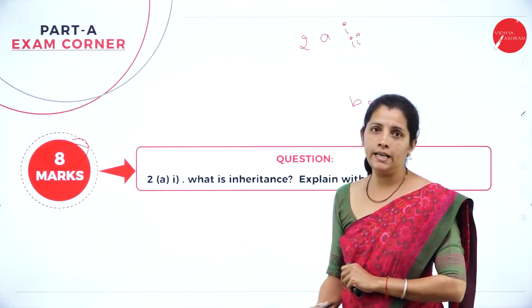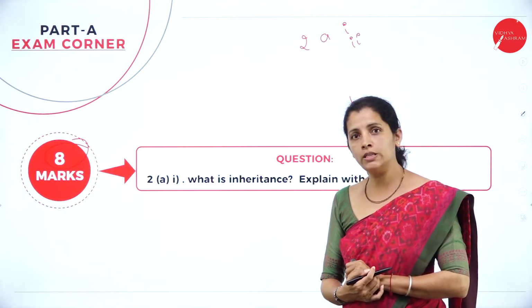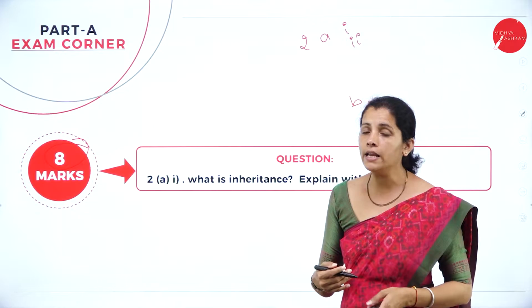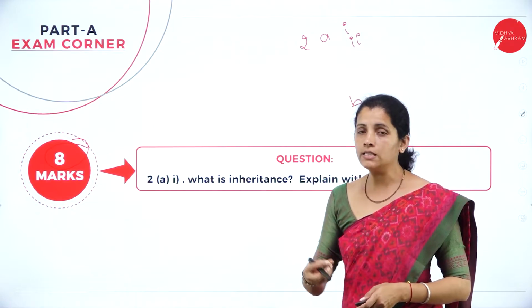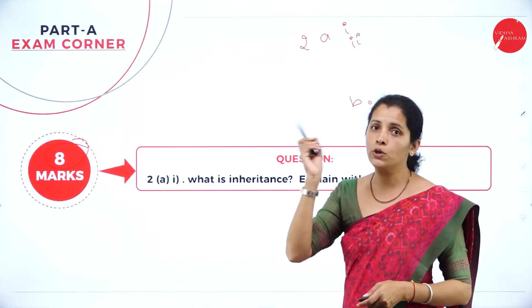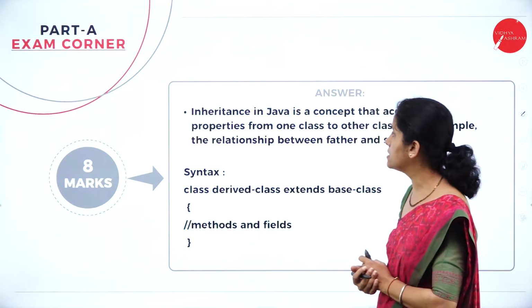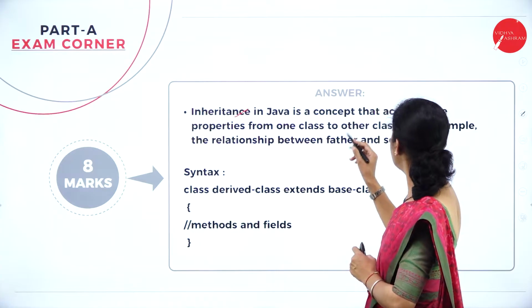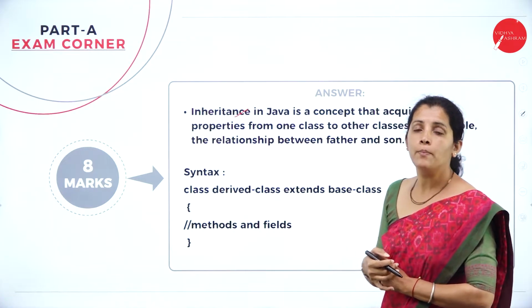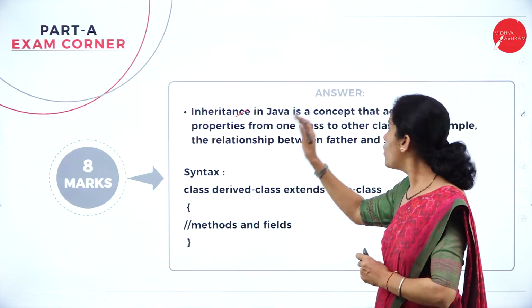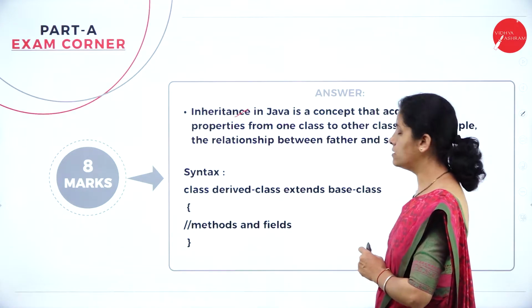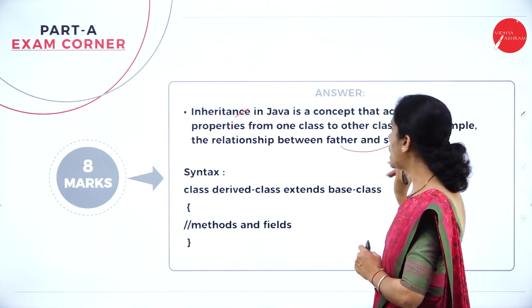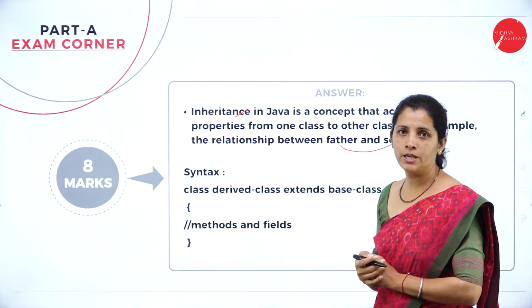What is inheritance? I'm going to use the properties of an existing class in my new class. In the sense, I'm going to create a new class by using an existing class. So inheritance in Java is a concept that acquires the properties from one class to another. And what kind of relationship? That is a father and son relationship.